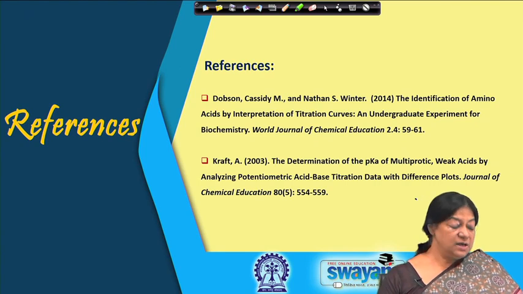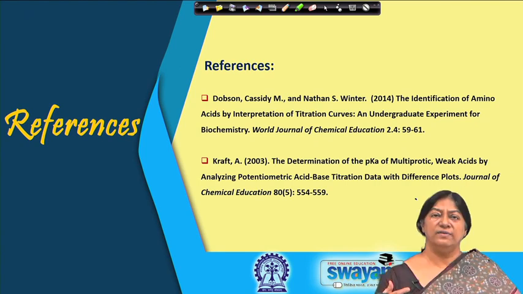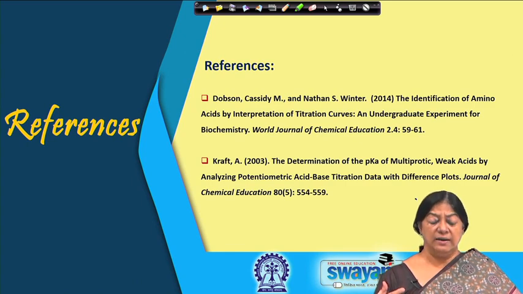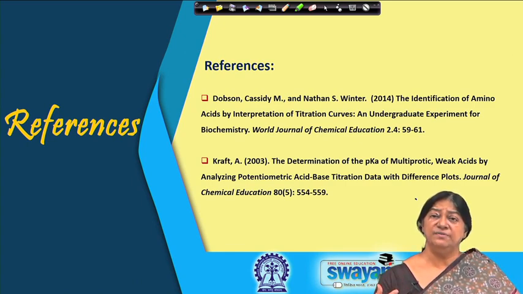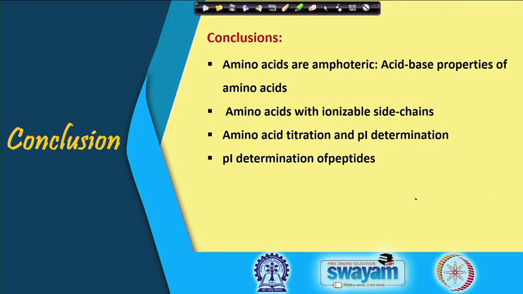The references, some of them are old references that I will be giving you so that you have an idea of what to read, and some of them will be relatively newer references which give you a different perspective. So, what we learned is how amino acids are amphoteric in nature, the acid base properties, the amino acids with ionizable side chains, and how we can actually determine the PI of the different peptides and further on for proteins. Thank you.